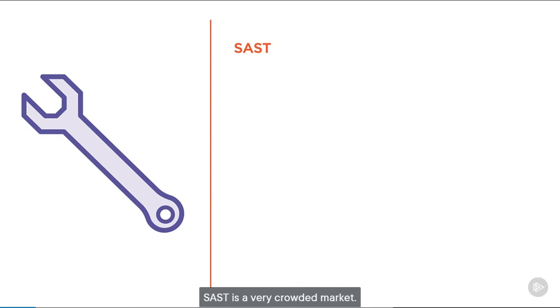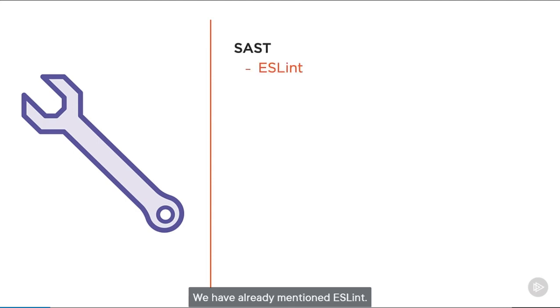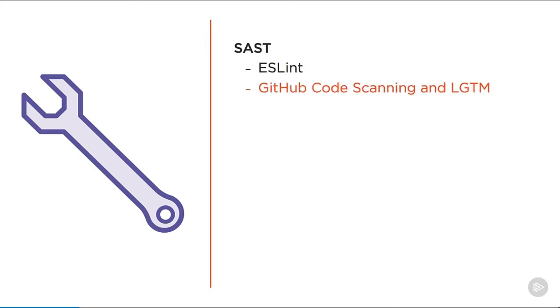SAST is a very crowded market. There are both open source tools as well as established commercial vendors. We have already mentioned ESLint. It is very popular among JavaScript programmers, and using it to analyze code for simple security vulnerabilities and coding anti-patterns is an easy way to start.